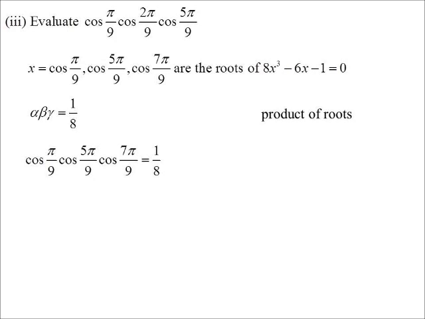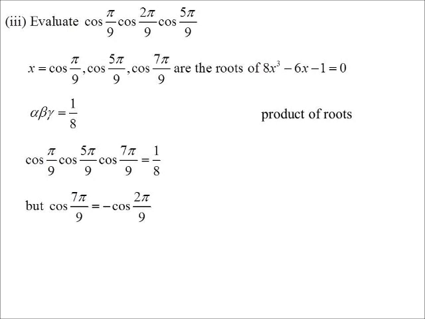So now I have to play around with some of the trig relationships that we know. For instance, cos 7 pi on 9 is the same as minus cos 2 pi on 9. 7 pi on 9 is in the second quadrant, so cos is negative. The acute angle would be 2 pi on 9. So cos 7 pi on 9 is the same as minus cos 2 pi on 9. So that's how I can get my 2 pi on 9 in there.